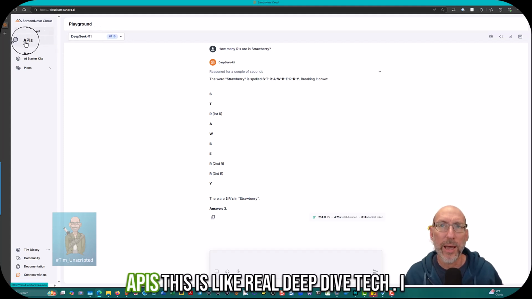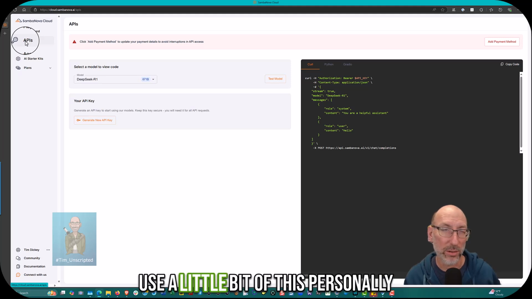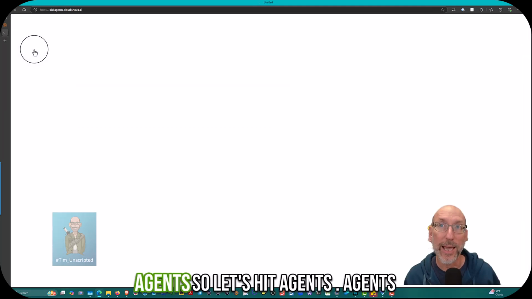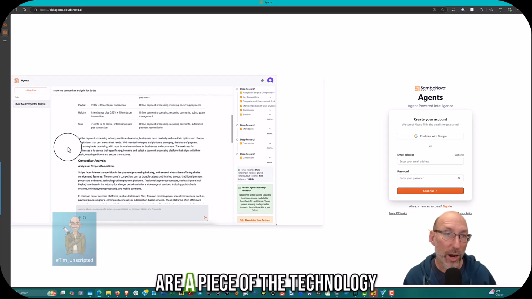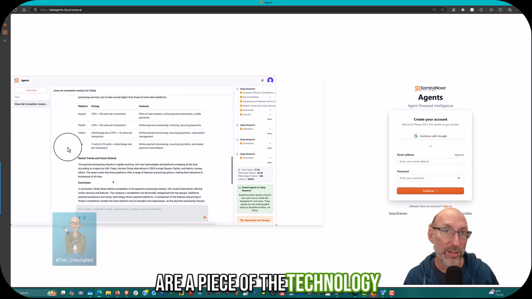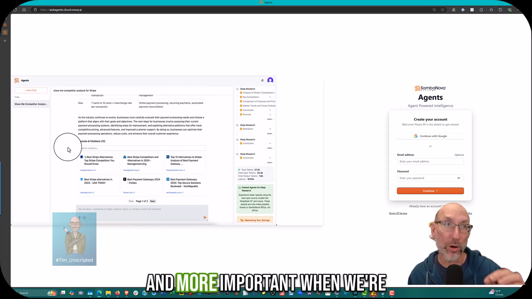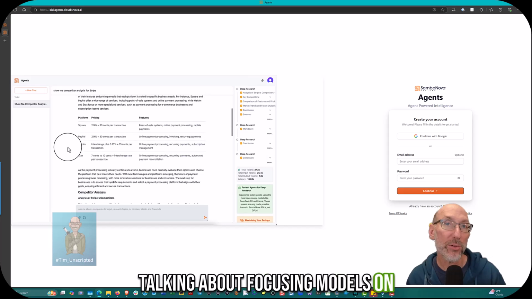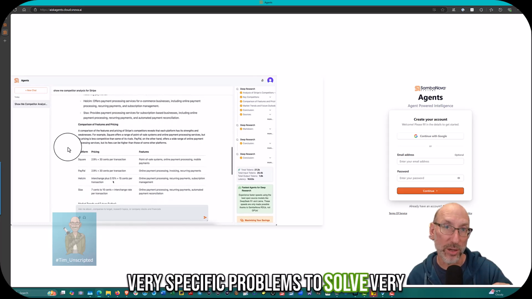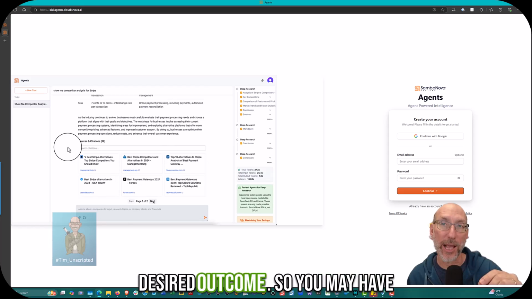So APIs, this is like real deep dive tech. I use a little bit of this personally. Agents. So let's hit agents. Agents are a piece of the technology package that is becoming more and more important when we're talking about focusing models on very specific problems to solve, very specific tasks for us to achieve a desired outcome.